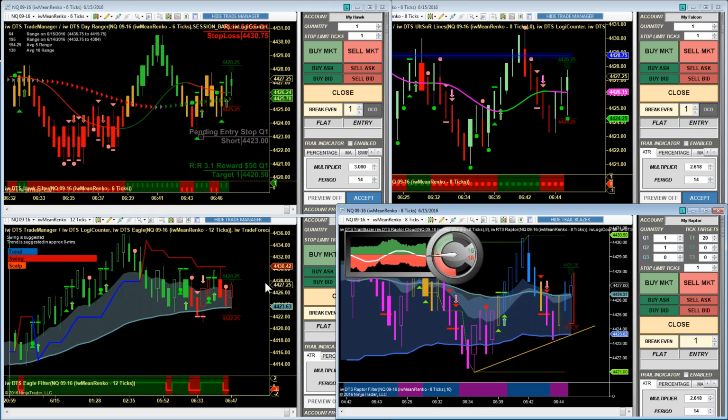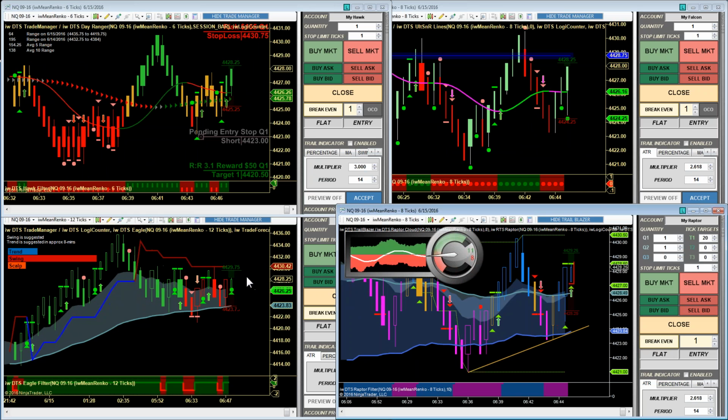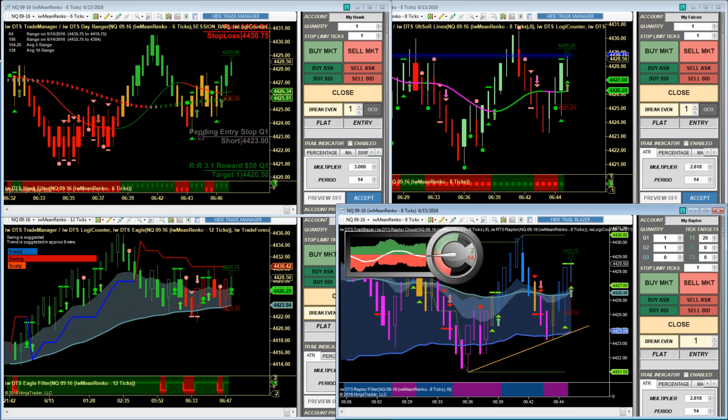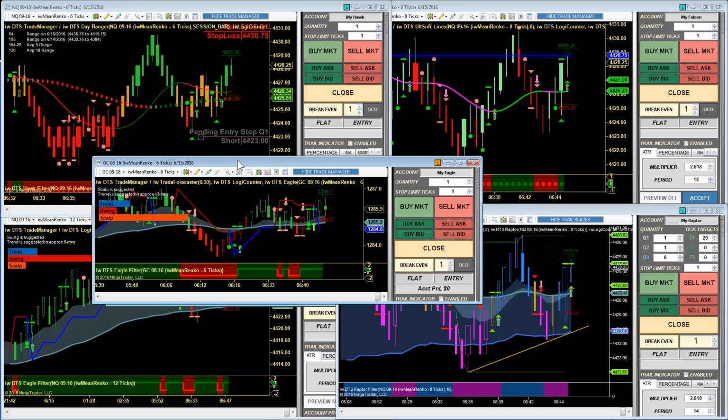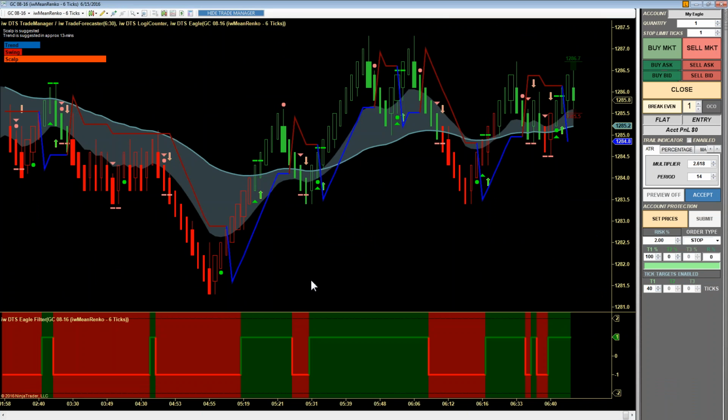All right, the Raptor's stuck sideways. Actually, everybody is pretty much stuck sideways. Gold. Here's gold on the eagle. Just kind of twisting back and forth in the wind.